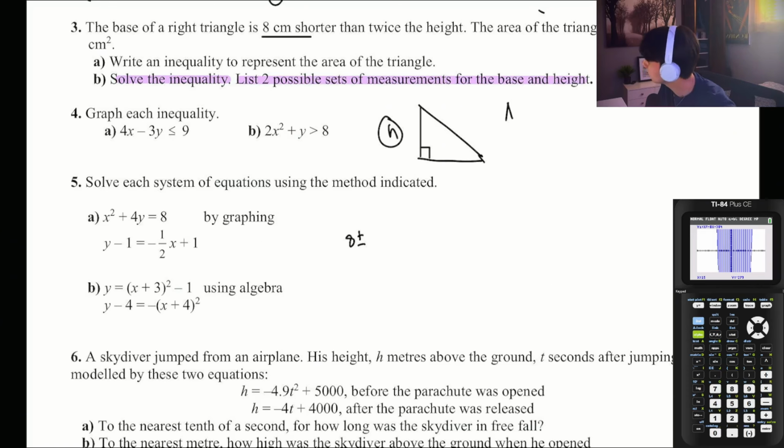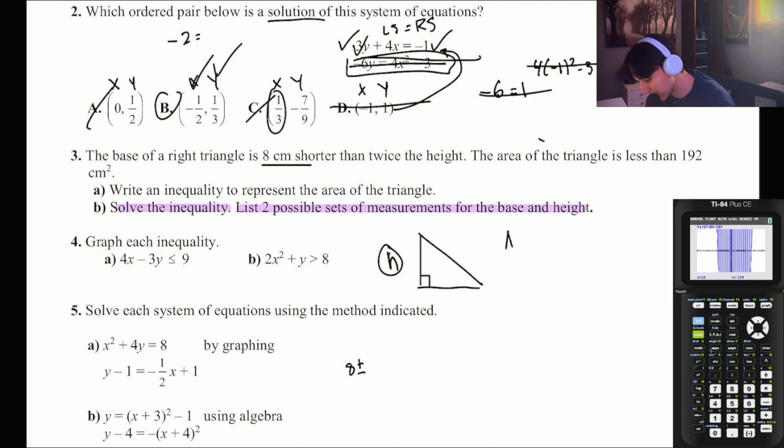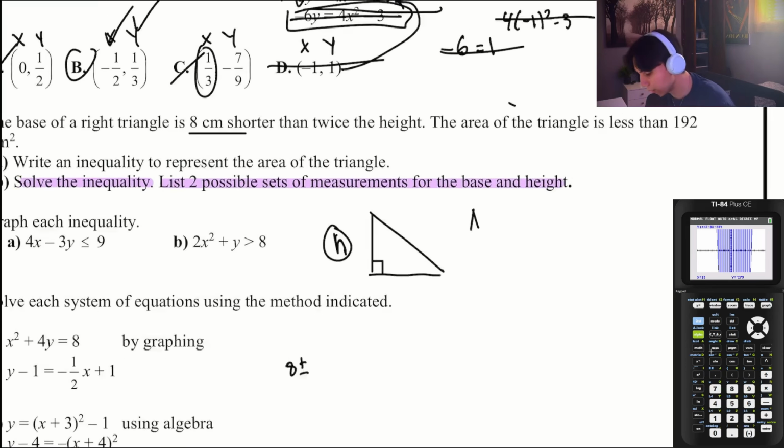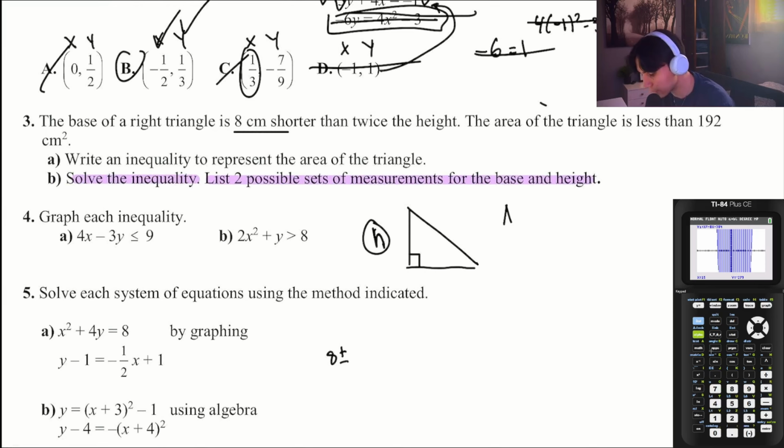Alright, so here we have question number 3. We have this question: what tells us the base of a right triangle. So this part of the triangle is our base, and this would be the height of the triangle on the left, this height here. So the base is 8 centimeters shorter than twice the height. So basically 2 times our height minus 8 is going to be equal to the base of our triangle.